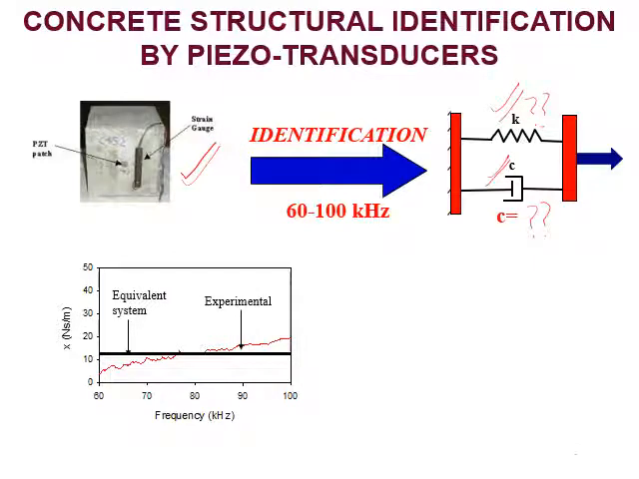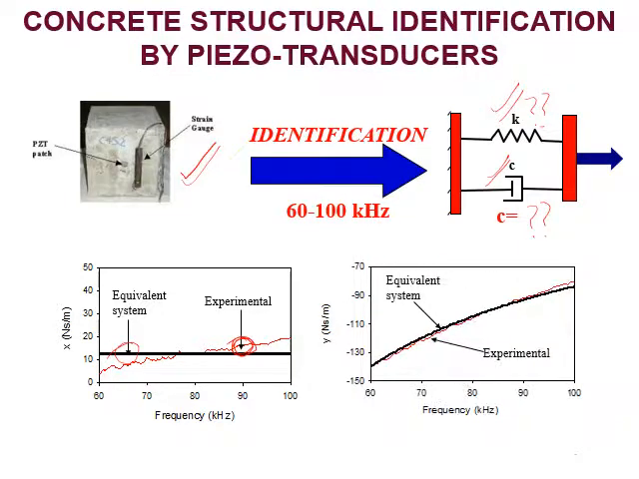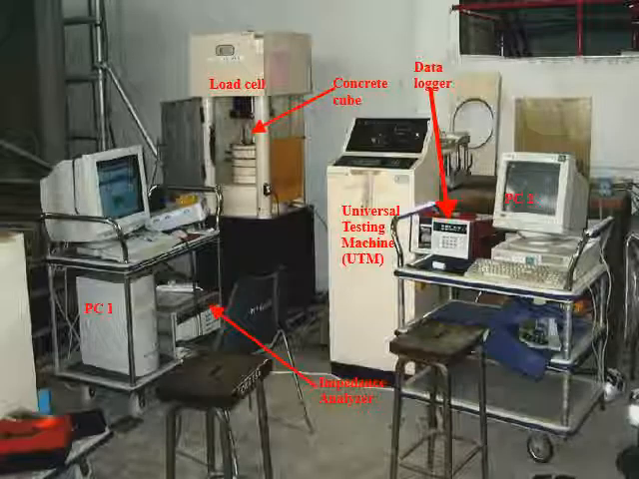So here is the comparison between the experimental and the equivalent system. The red is the experimental plot and black is the equivalent plot. So we have a good comparison between the experimental and the equivalent system plot for both the real part and the imaginary part of the impedance.